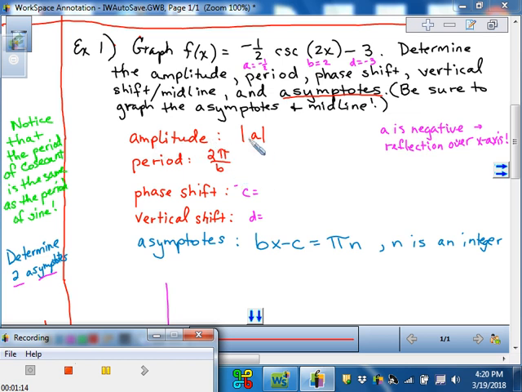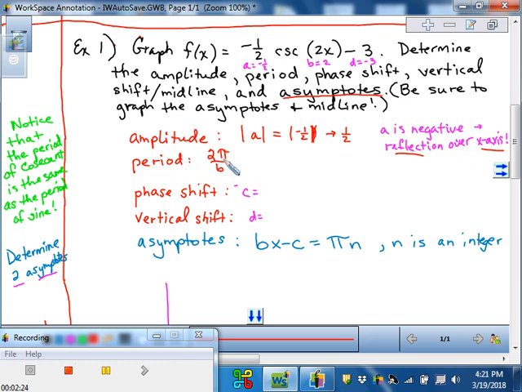From that, we're going to determine our amplitude. Amplitude is the absolute value of A, so the absolute value of -1/2 gives us +1/2 for our amplitude. Also note that because A is negative, we will have a reflection over the x-axis.